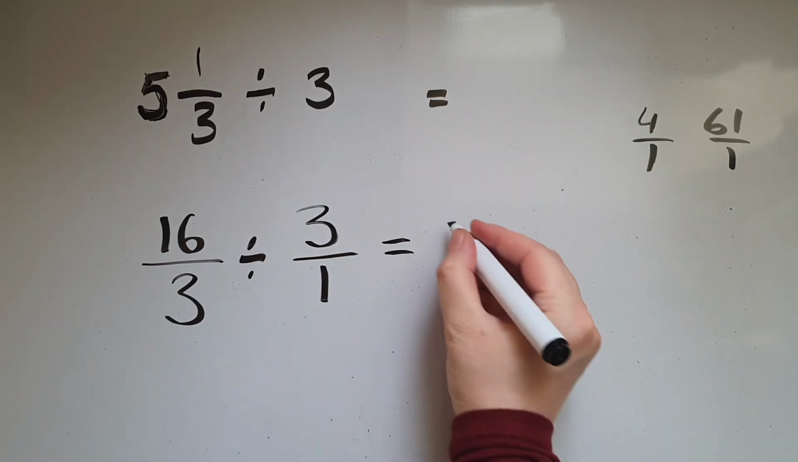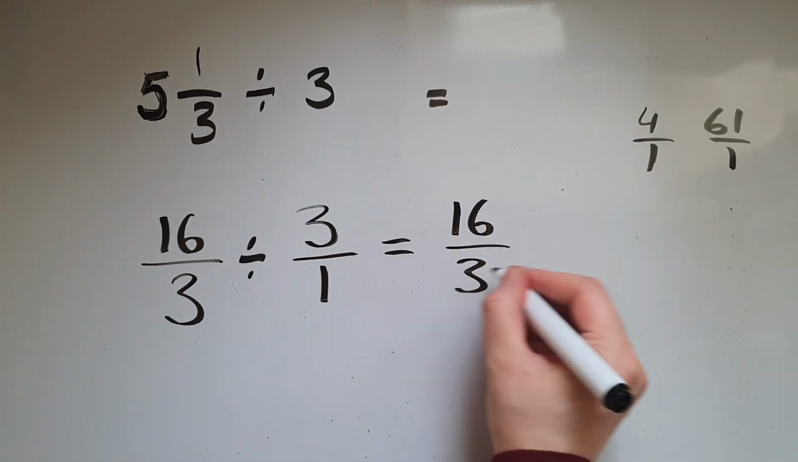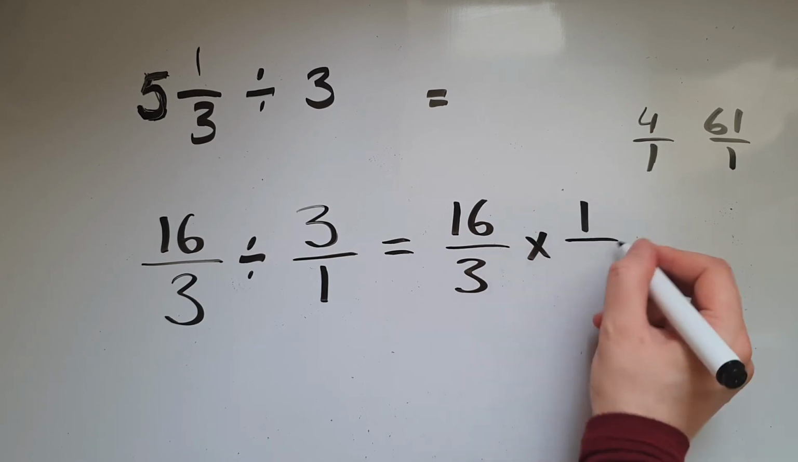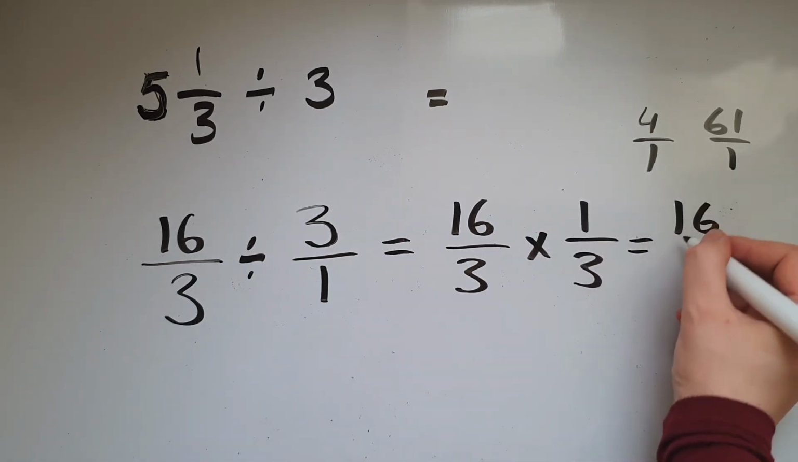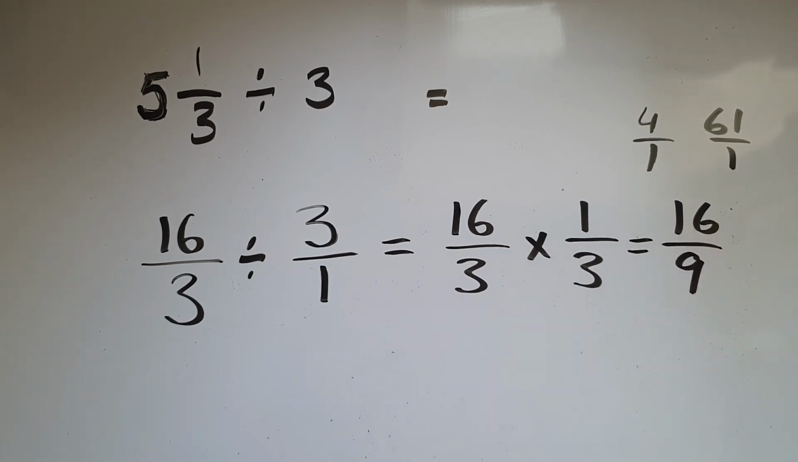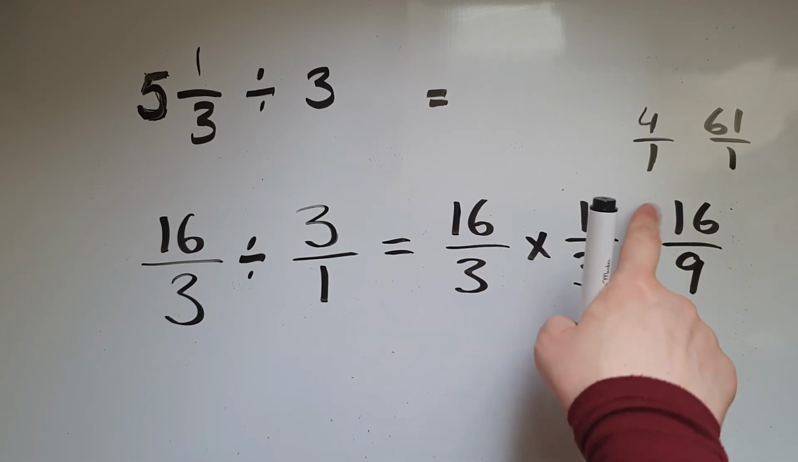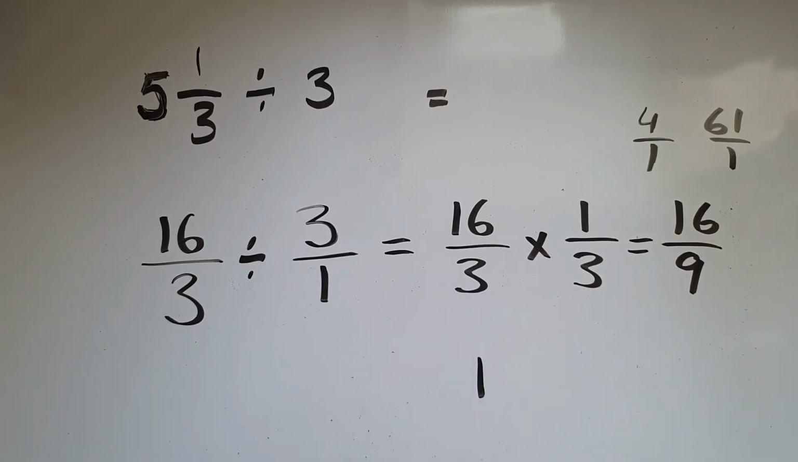So now 16 thirds times 1/3, that is 16 ninths. So how many nines would fit into 16? That would be 1, and then we'd have 7 left. So 1 and 7/9 would be the answer.